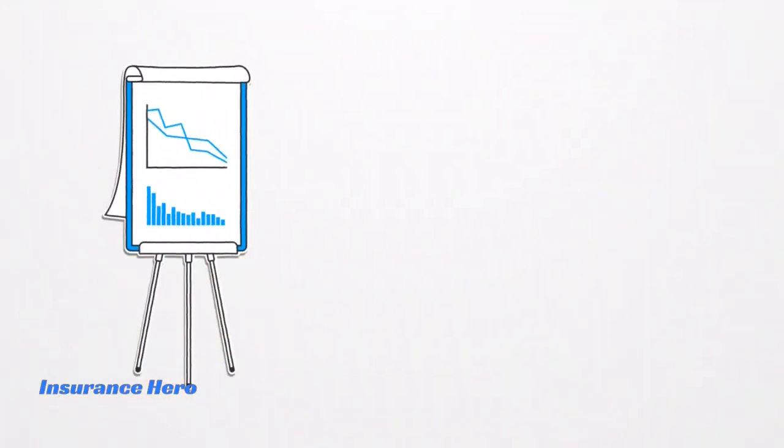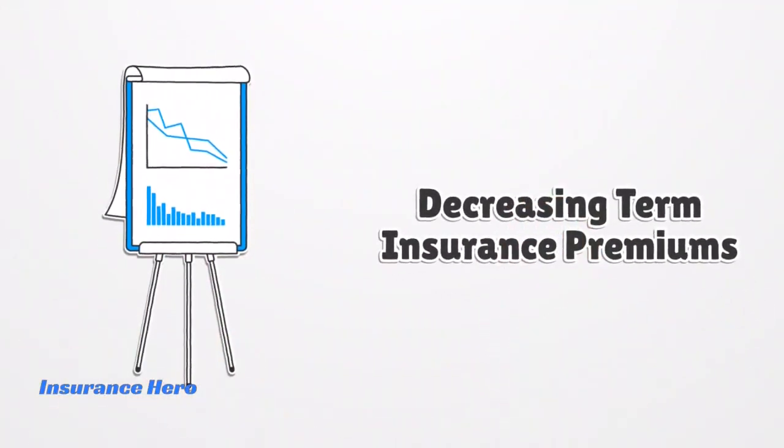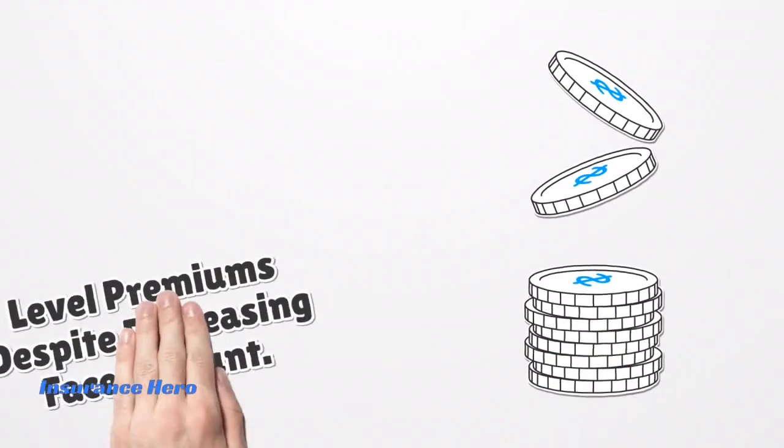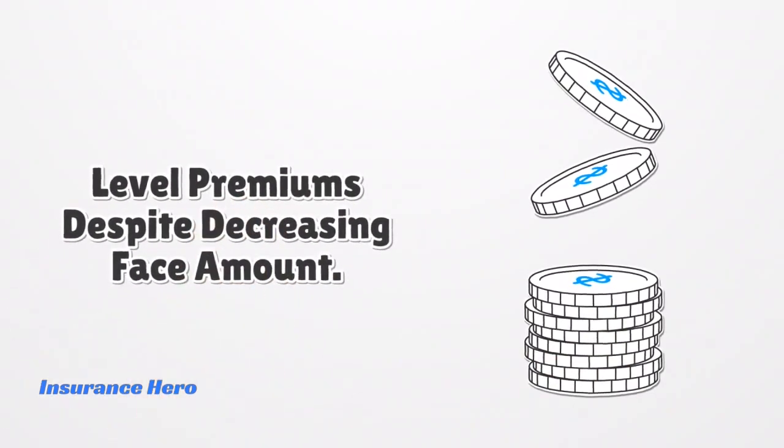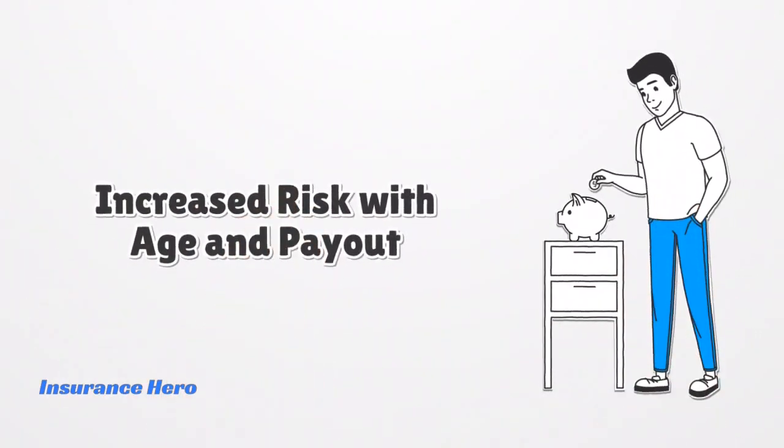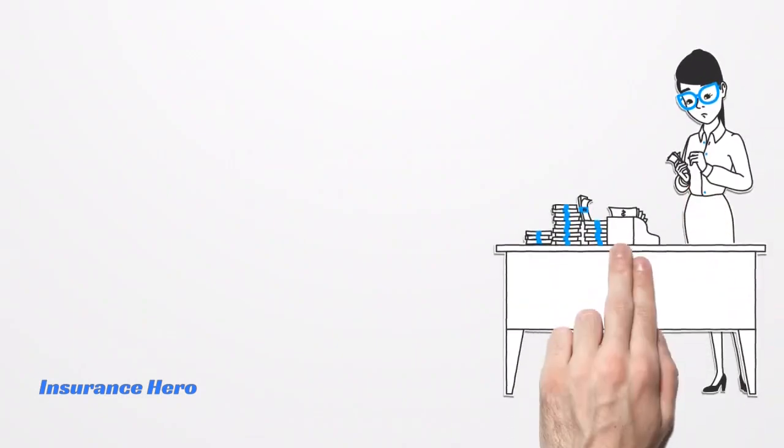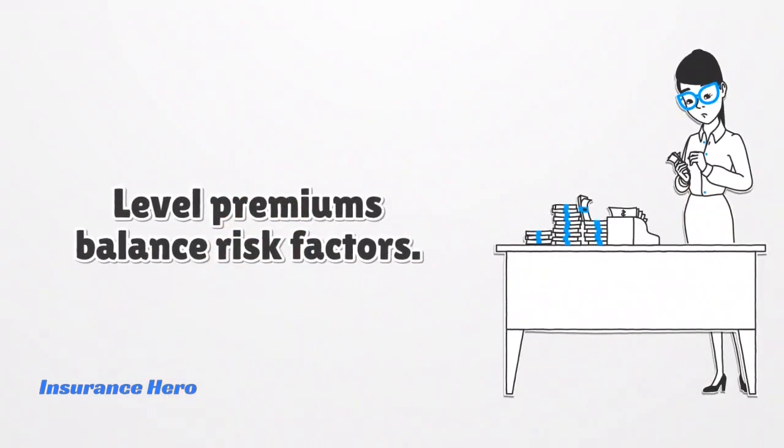Decreasing term is a bit counterintuitive. Even though the face amount is decreasing, the premiums remain level. This is because as you get older, you represent a higher risk to the insurer, even though you're receiving a smaller payout. The increased risk due to age and the decreased risk due to the smaller face amount offset each other, resulting in level premiums.